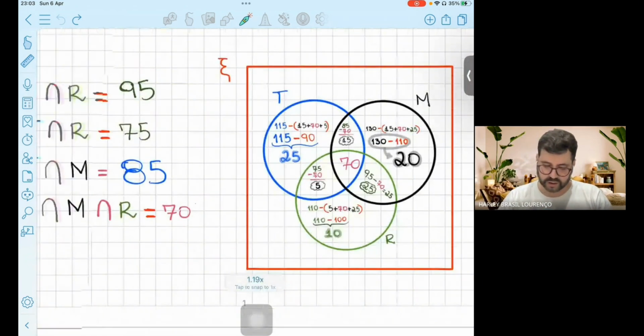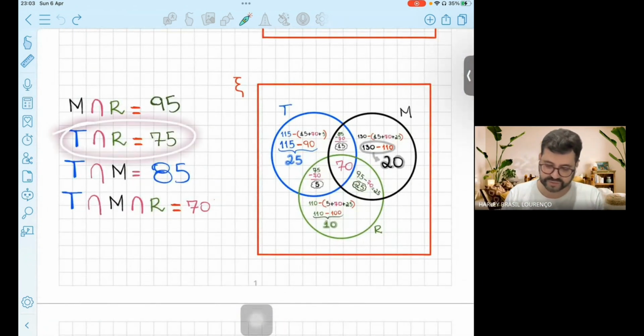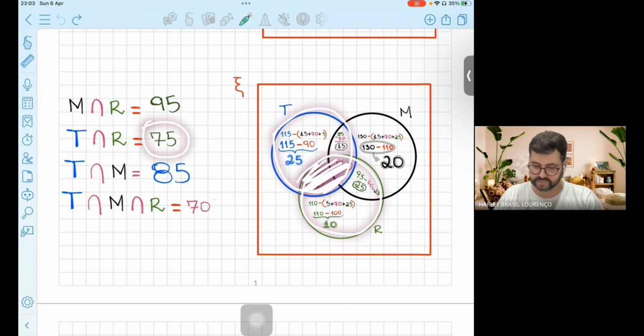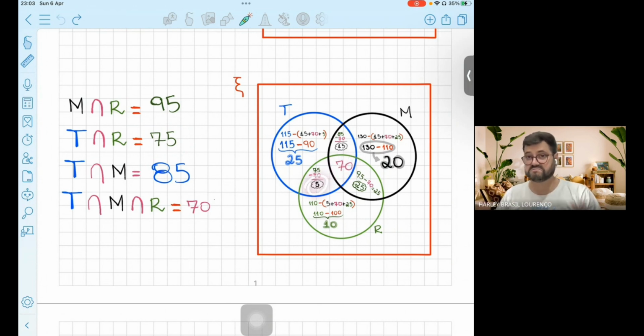So here, the other intersection that I have is 75 between television and radio. So this is television and this is radio. So this area right here, the total is 75. But I know that this area right here contains 70. So 75 minus 70, the answer is 5. Okay. Now, this guy here, television and magazine. Oh, we have done this already. It was the first one.